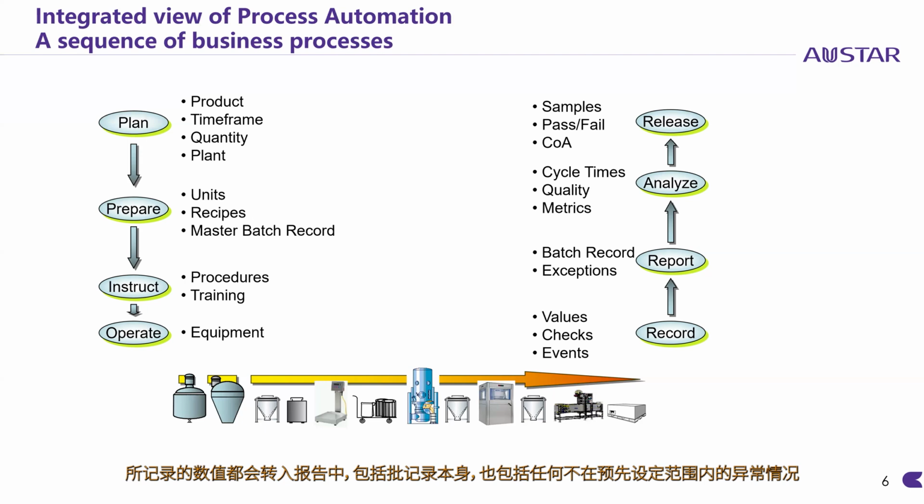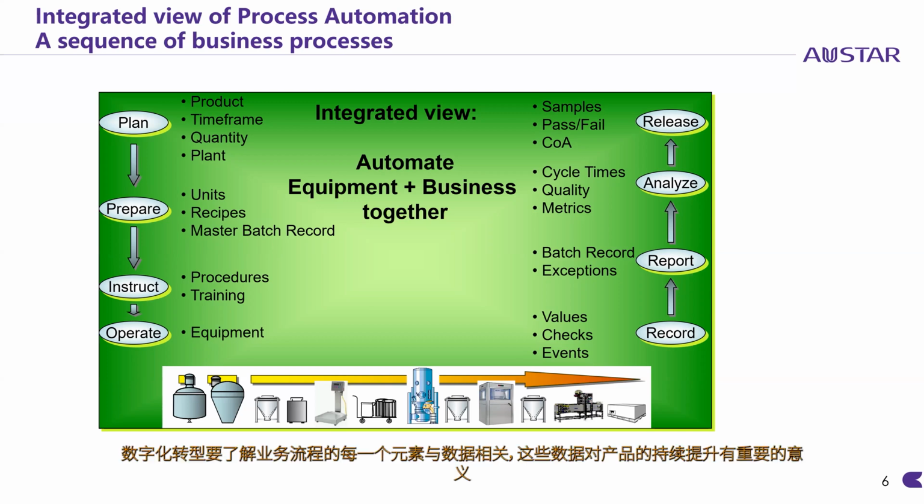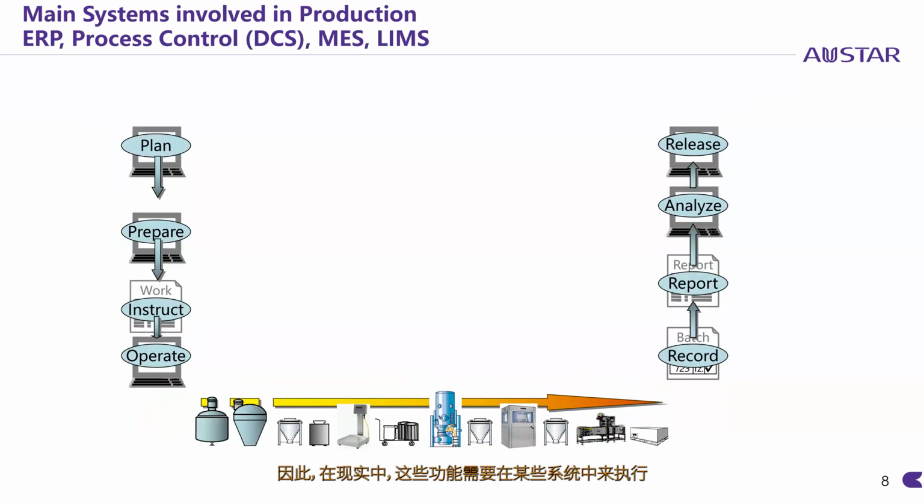So this is the whole process as I see it, as one thing, and we try to automate equipment and business together. And digital transformation is also about understanding that each of these elements of this business process has data attached to it, and these data can be meaningful to continuously improve our production.